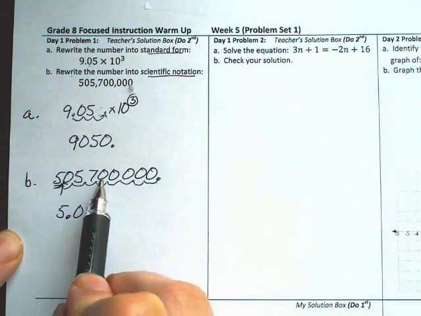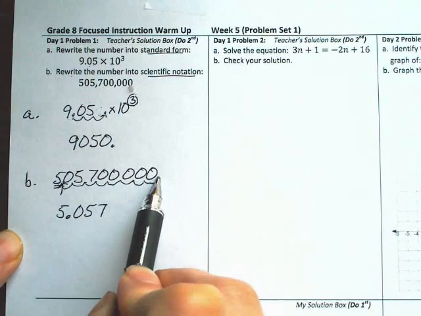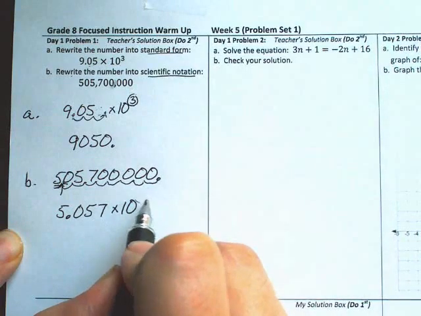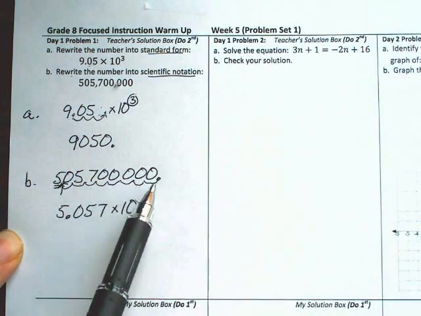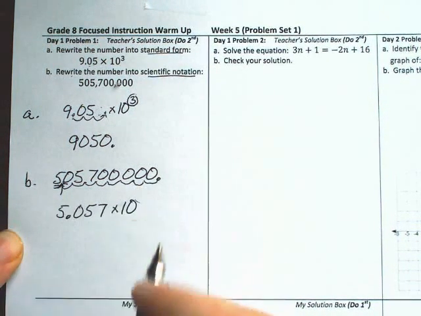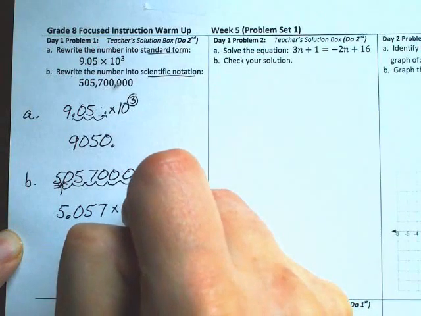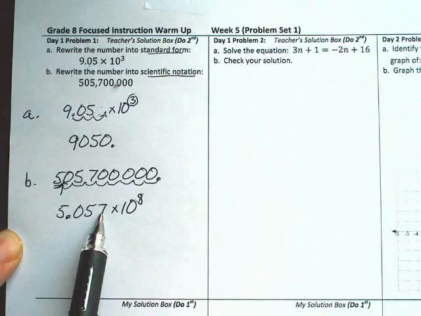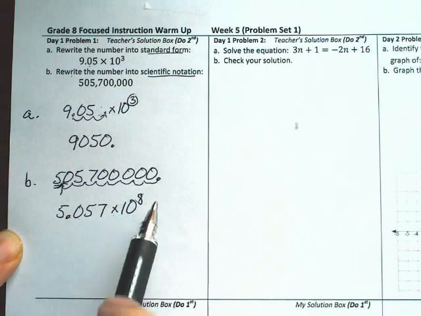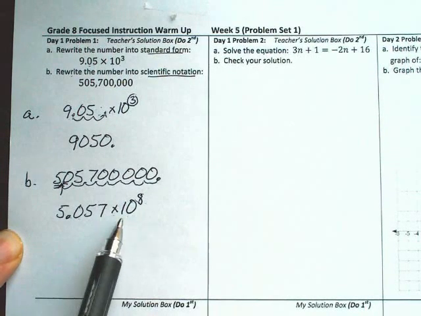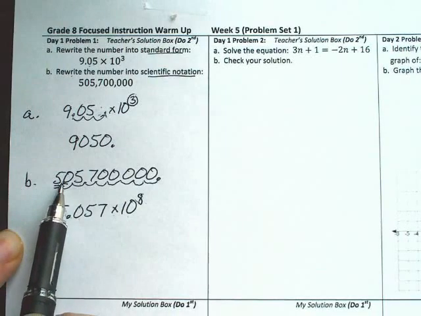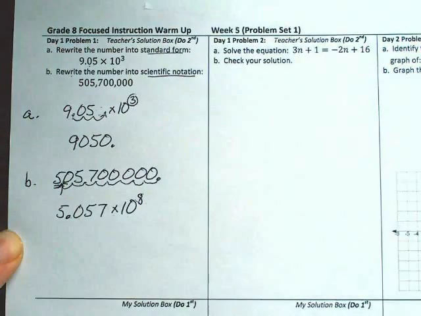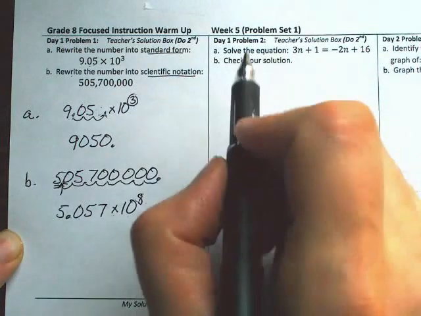And so rewriting this number, it will become 5 point and then 057. It's not necessary to write these extra zeros down. And then times 10. And the exponent on the 10 is the number of spots that we had moved the dot, which was 8 spots. This exponent is an 8. So 5.057 times 10 to the 8th power is the scientific notation version of 505,700,000.